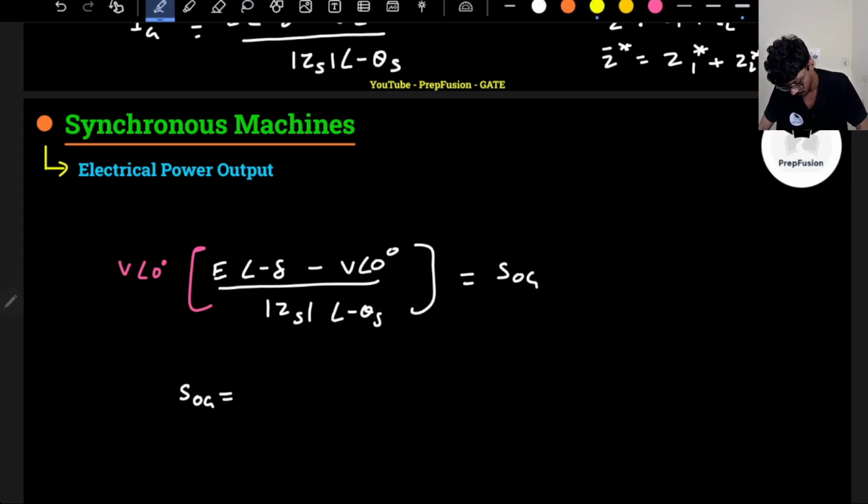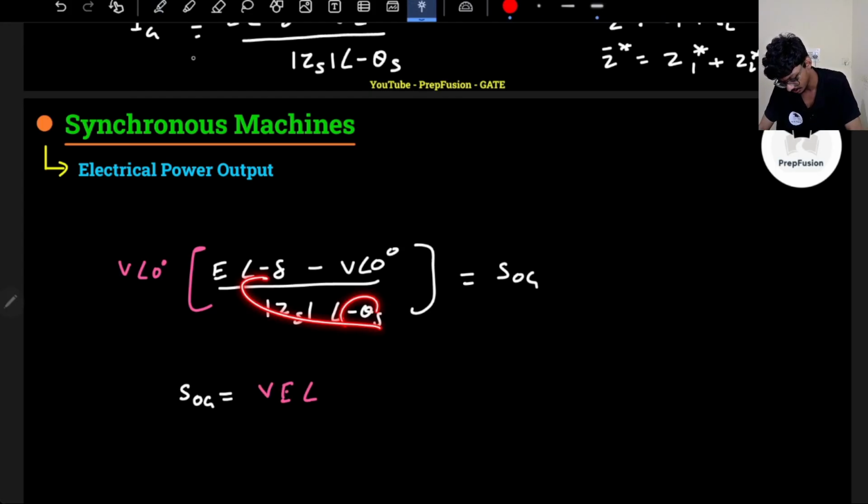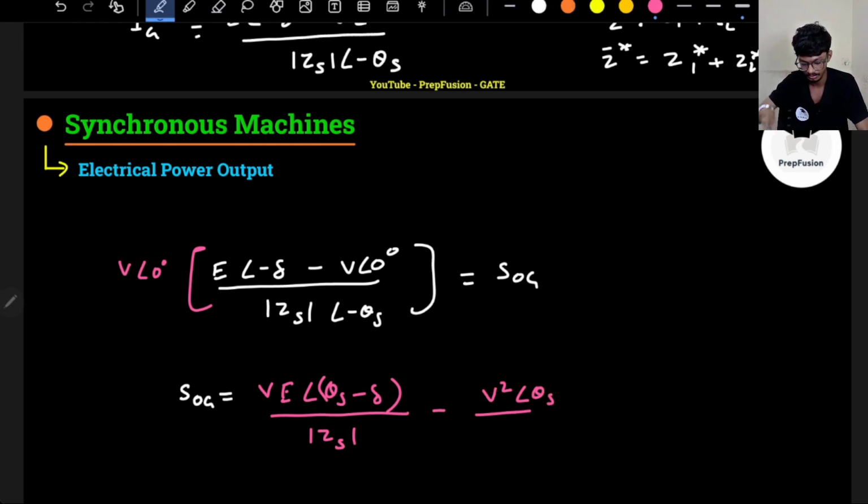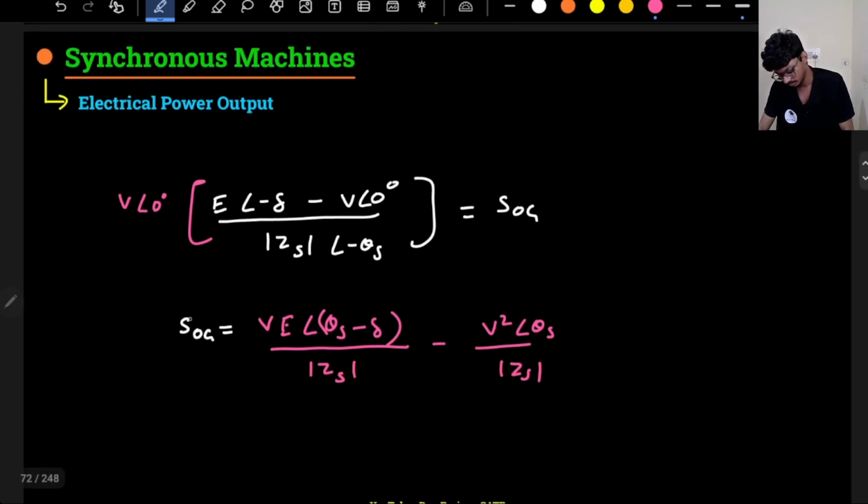The apparent power output of the generator will basically be equal to this V into E, basically angle of theta minus theta s will go in the top, so this will be theta s minus delta divided by magnitude of Zs, and this will be minus V square into angle of theta s, because if I get the angle in the top, it will become positive, divided by magnitude of Zs. So this is the expression for the complex power output of the generator.